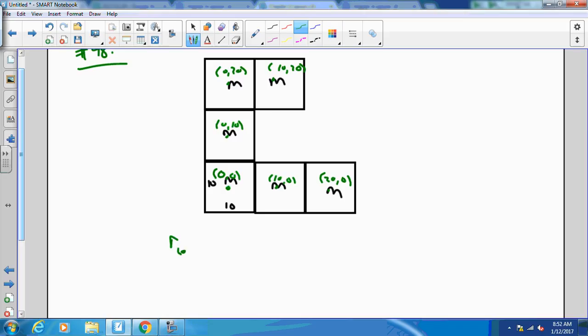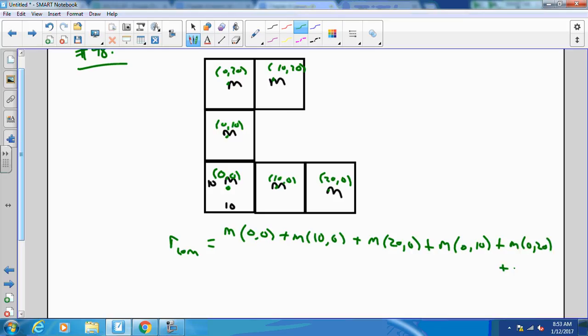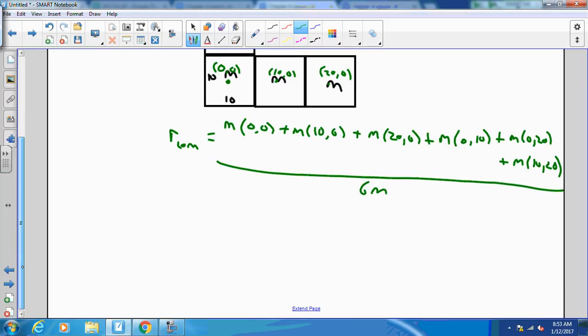And now we can pull off a weighted average of coordinates. Our COM is going to be m times 0,0, plus m times 10,0, plus m times 20,0, plus m times... This is kind of a pain in the neck, but it's not horrible. And all of that over 6 m's. Well, the first thing to observe is that all the m's cancel out, so we can ignore those.